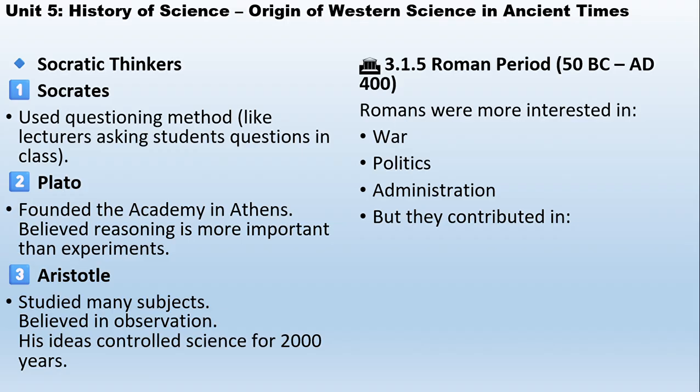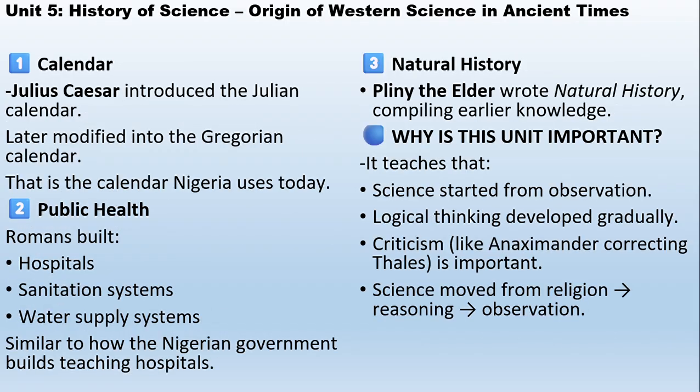You know, ancient Western science started from ancient Egypt, then later went to the Greeks, before it came to the Romans. So for the Roman period, Romans were more interested in war, politics, and administration. But they contributed to the calendar. They too were able to contribute to science, and they contributed the calendar.